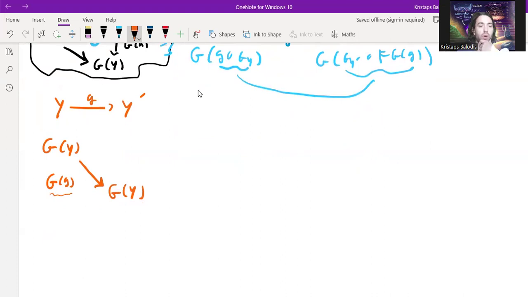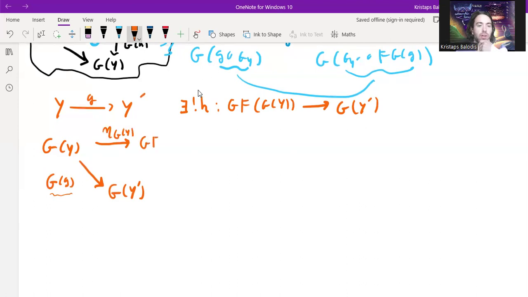So now I know that there exists a unique map, H, I'm going to call it, which goes from GF of Gy to Gy'. Sorry, I forgot to put a prime down here. Hopefully that wasn't too confusing. Which makes this diagram commute.